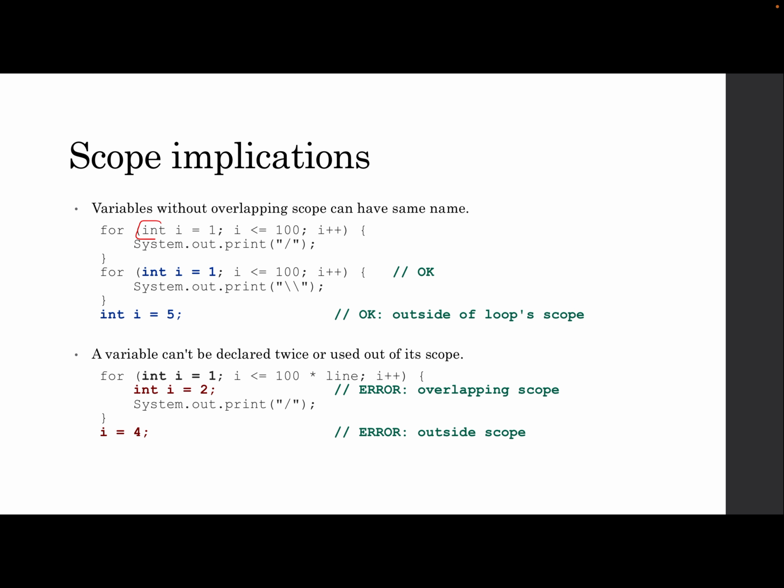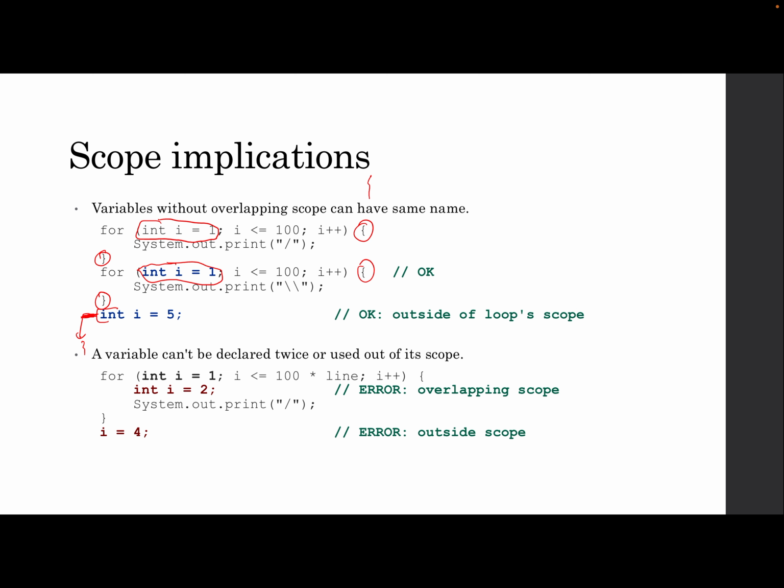So this int i is available from here to here. This int i is available from here to here. This int i is available from right here where I declared it, to wherever the matching right curly brace is for the left curly brace that started up above it. So that first i only exists in that first loop. The second i only exists in the second loop, and the third i exists outside of the loop, beneath both of those for loops.